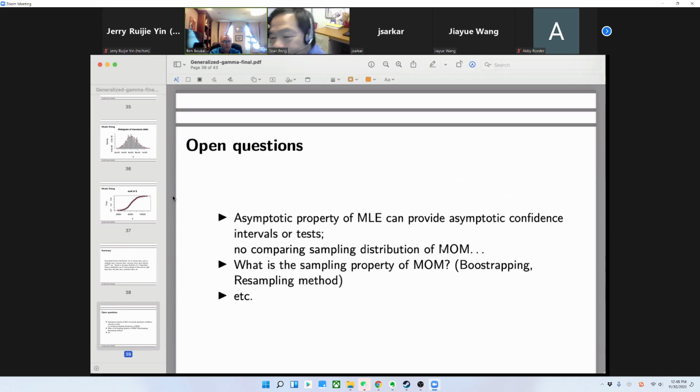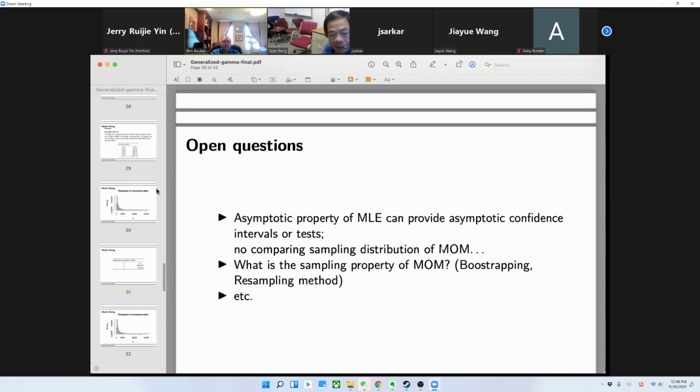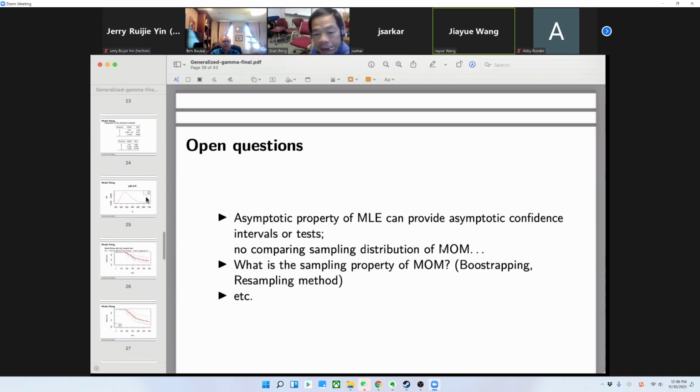Let me add one more point. I think Ms. Wang mentioned that in passing. Can you move to this slide on the reliability data, with censored or without censored?